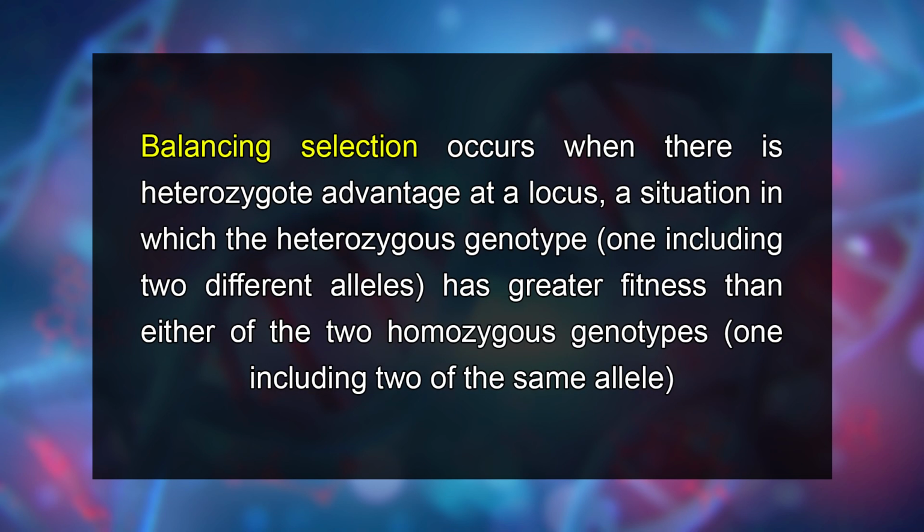Balancing selection occurs when there is heterozygote advantage at a locus, a situation in which the heterozygous genotype, one including two different alleles, has greater fitness than either of the two homozygous genotypes, one including two of the same allele.